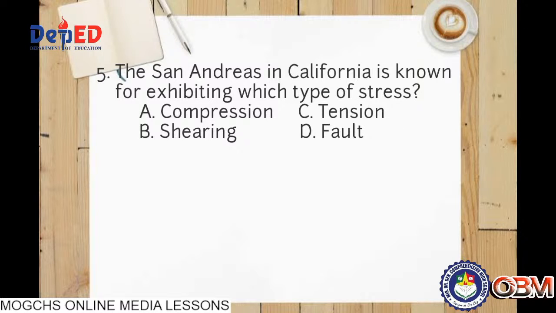Number 5. The San Andreas in California is known for exhibiting which type of stress? Letter A. Compression. Letter B. Shearing. Letter C. Tension. Or letter D. Fault.